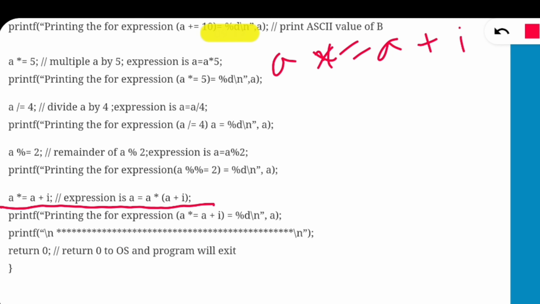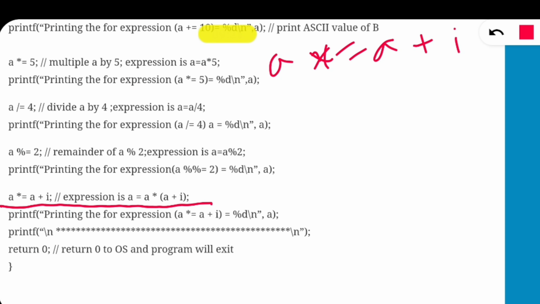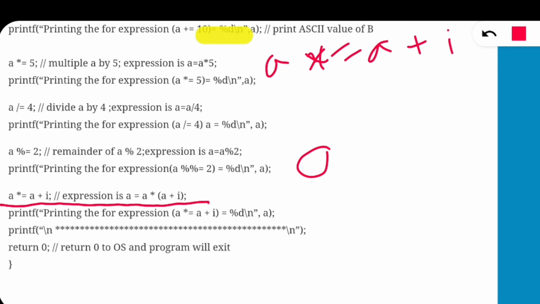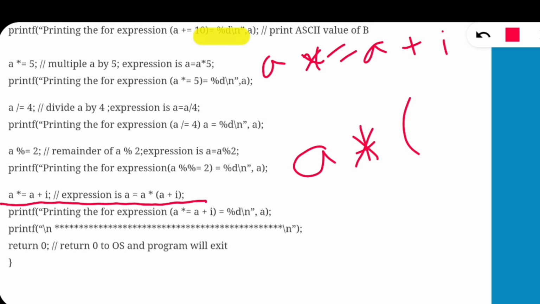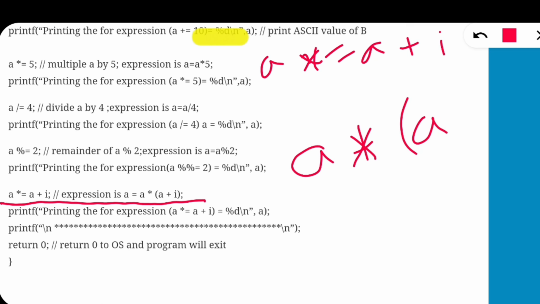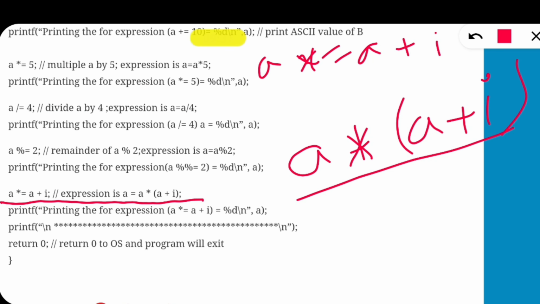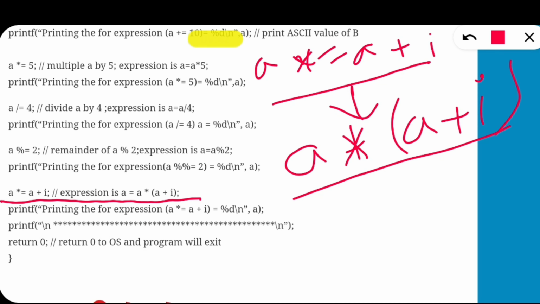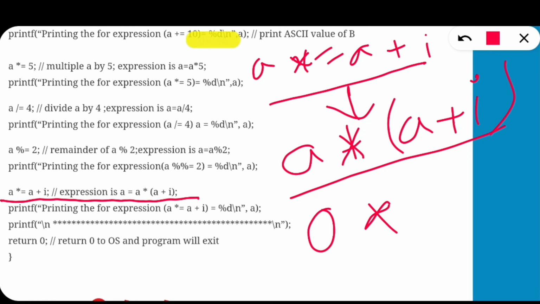I's initial value was 10. So A's value is what? A's last value is 0. So A multiplication and A is having what? 0. A plus I. I is having 10. Is that the meaning of this expression? So I am putting the value A equal to 0 star 0 plus 10.